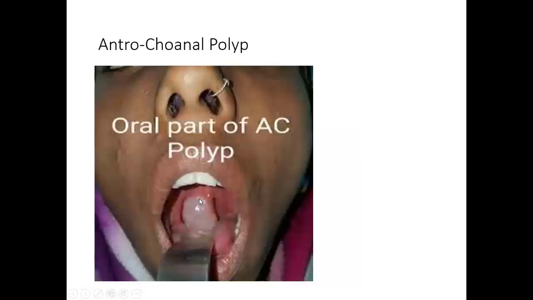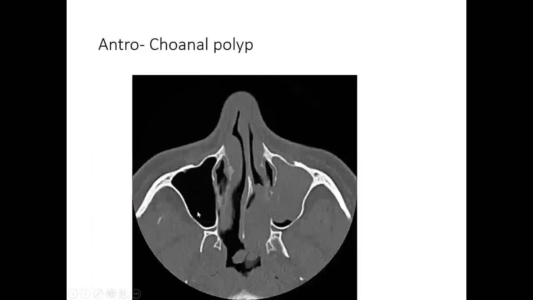In this patient, when the mouth is open, you can see there's a white polyp there. It's actually coming behind the soft palate. This is the soft palate. Origin is not in the oropharynx, although we see it in the oropharynx. It's actually coming from the maxillary sinus, growing into the nasal cavity and extending into the choana, and then hanging down from the nasopharynx into the oropharynx. So it's called antrochoanal polyp.